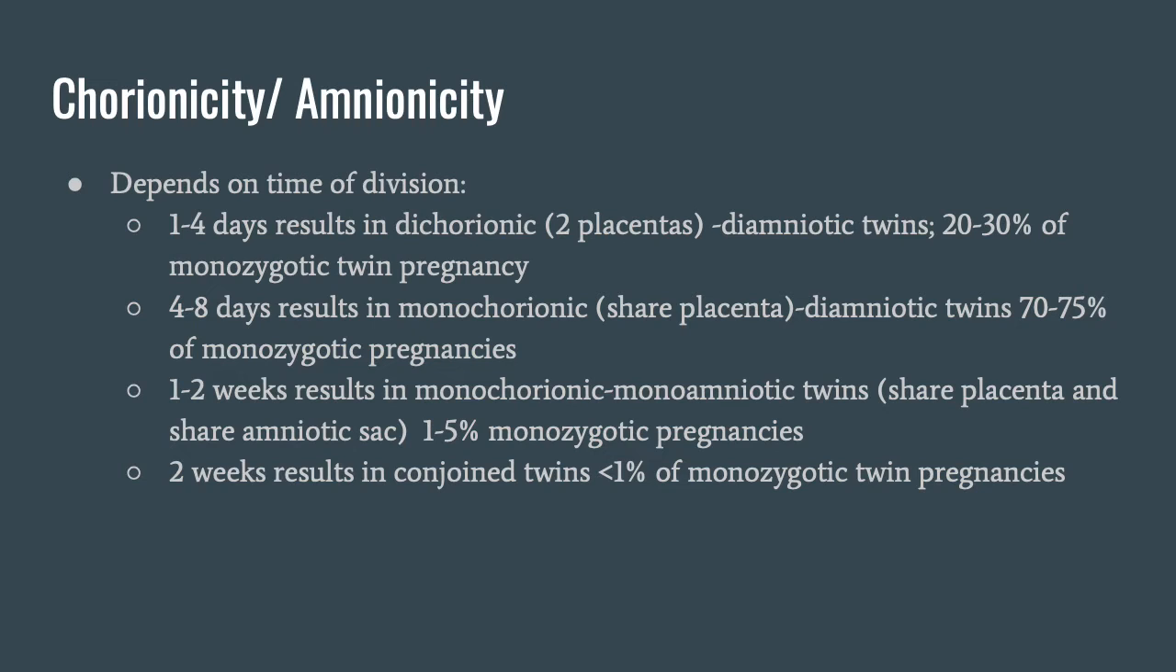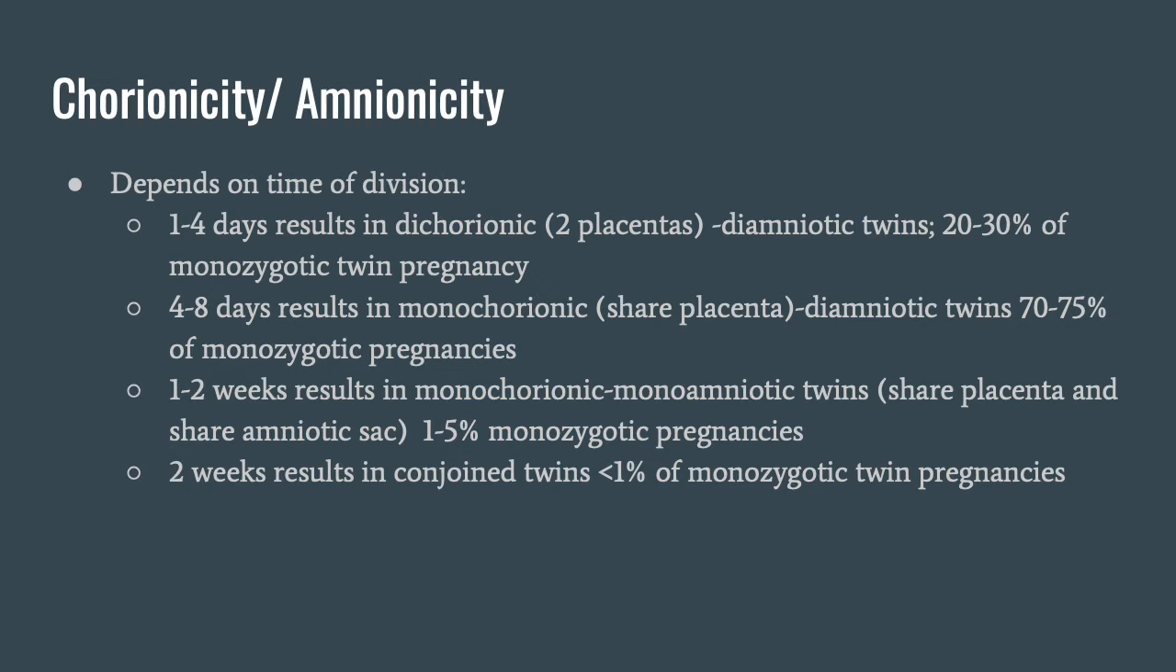Chorionicity and amnionicity all depend on the timing of cell division. If division occurs within 1 to 4 days, it results in dichorionic, diamniotic twins, where there are two placentas and two amniotic sacs. If division occurs within 4 to 8 days, it results in monochorionic, diamniotic twins, where they share a placenta but have their own amniotic sacs.